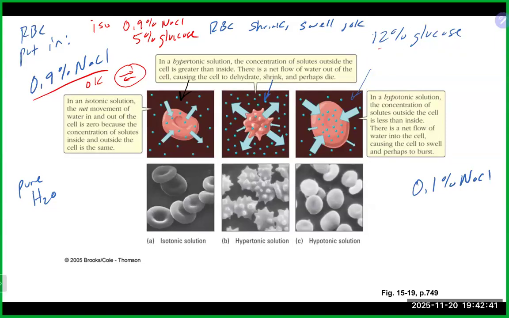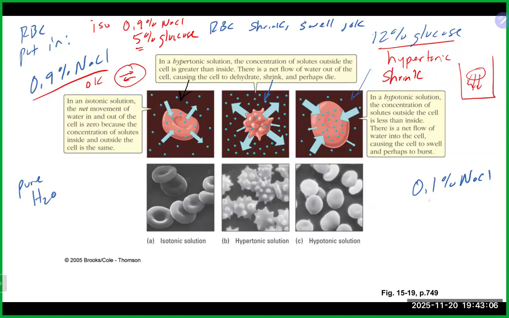If I put it in a 12% glucose solution, 12% is definitely higher than 5. So that's going to make that a hypertonic solution. And that again means that outside my cell is more concentrated than inside. And that's going to cause my cell to try to dilute it down. That's going to cause it to shrink and go through crenation in that case.